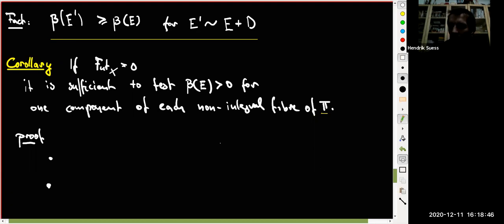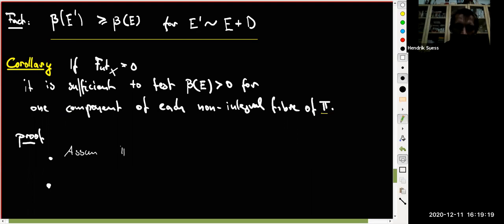Okay, so let me sketch the proof here. So we have two things to show. The first thing we have to show is that if we have two components of the same fiber, then I actually have only to check one of them. So in other words, the beta invariant of one component is proportional to the beta invariant of the other one. Okay, so let's do this.